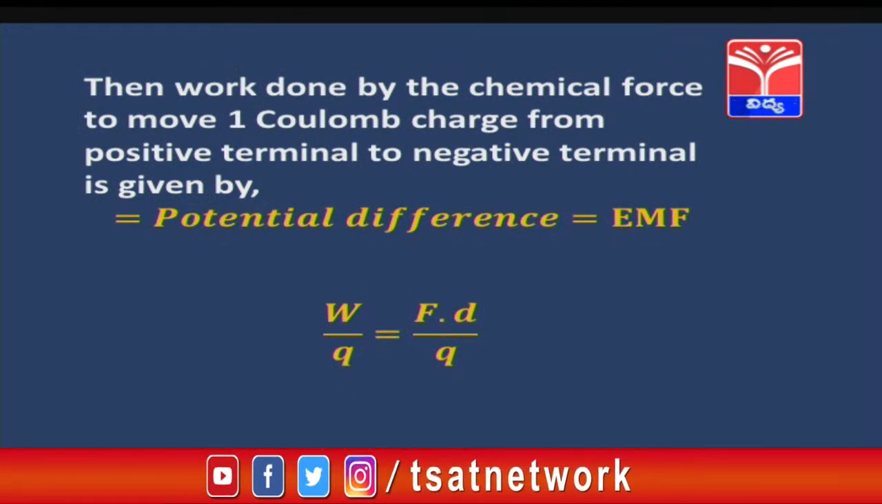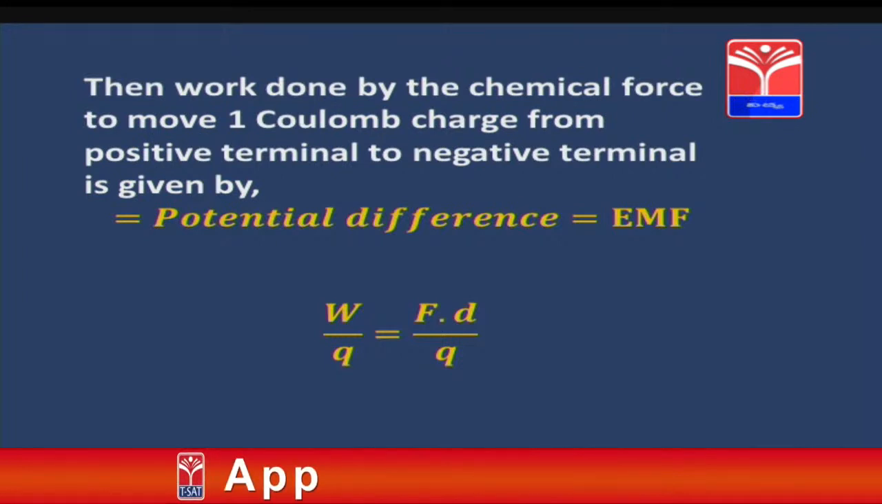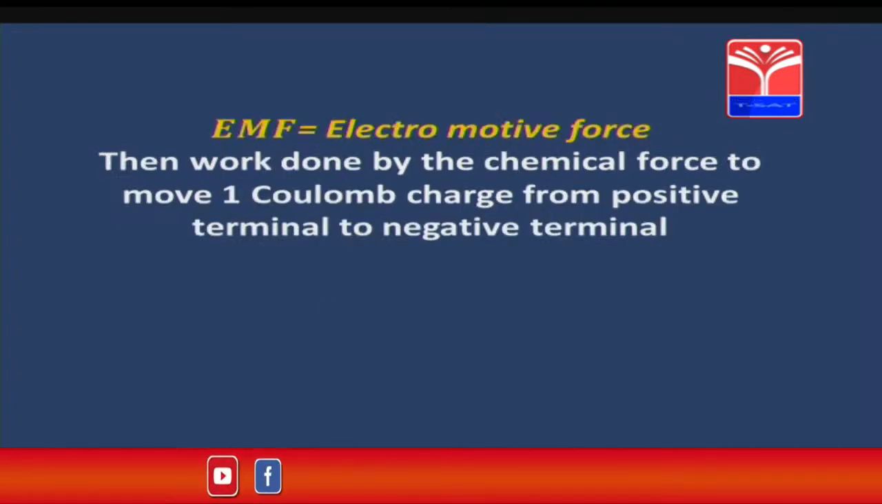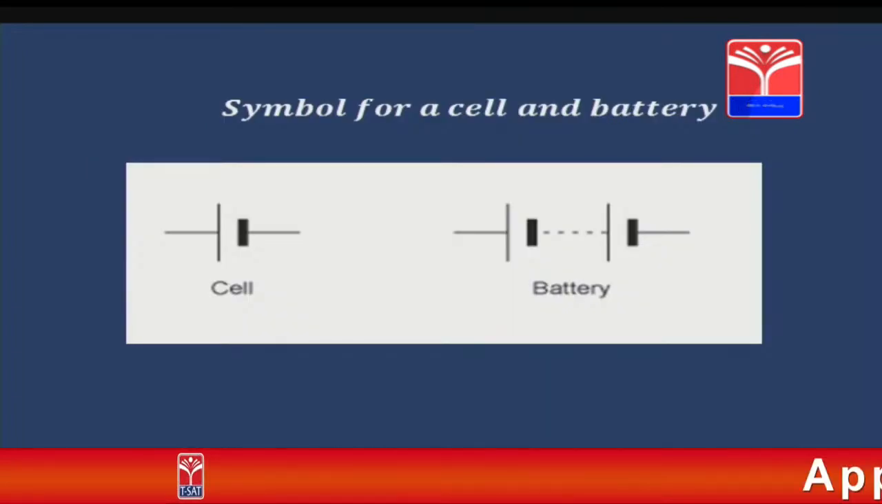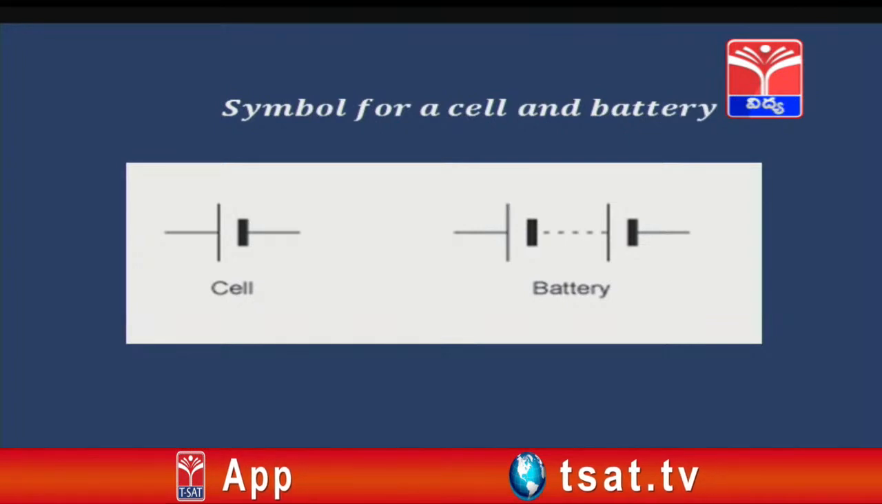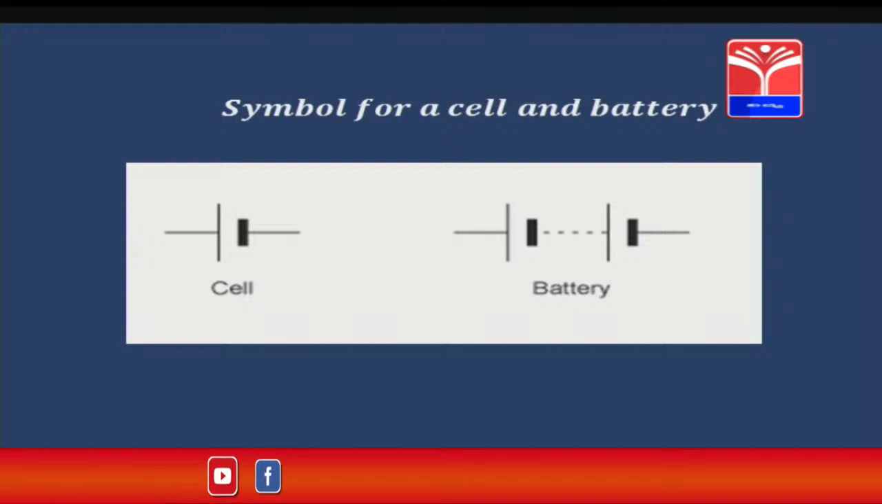The work done by the chemical force to move 1 coulomb of charge from the positive terminal to negative terminal is given by work done by charge, which is force times distance by charge. This we call electromotive force. Electromotive force is the work done by the chemical force to move 1 coulomb of charge from positive terminal to negative terminal. The symbol for a cell is given by one long line and a short line as shown in the figure. When we connect several cells, we call it a battery.